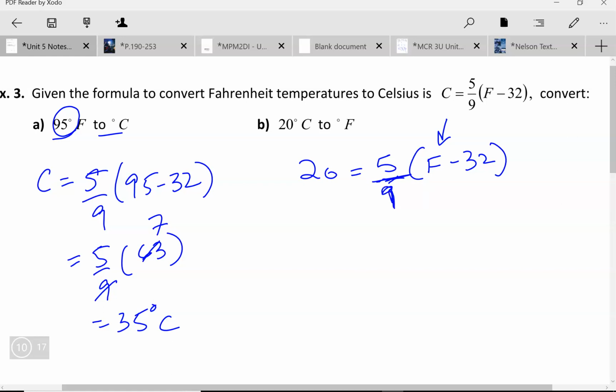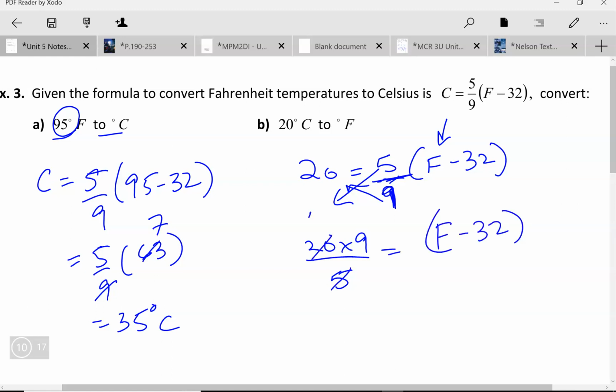So 9 here is in the denominator. This is part of one term, right? It's all multiplied and divided here. So when I move the 9 up here, it's going to be multiplied. It's going to go to the numerator. The 5 is going to come down to the denominator. And I'm left with the bracket. So cross cancel some stuff. 36 equals F minus 32.